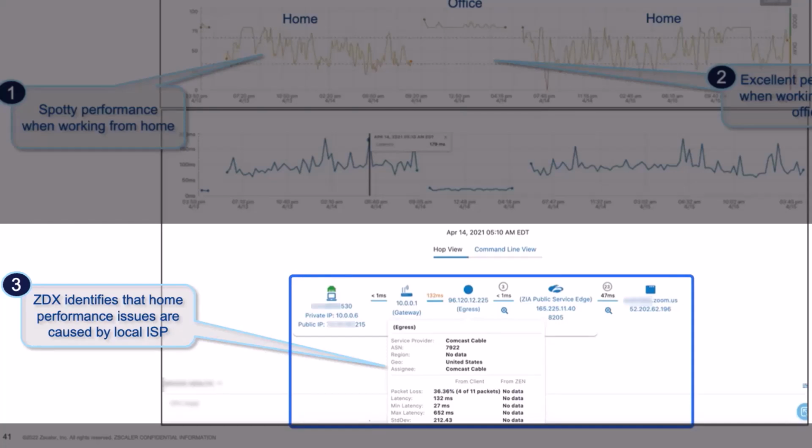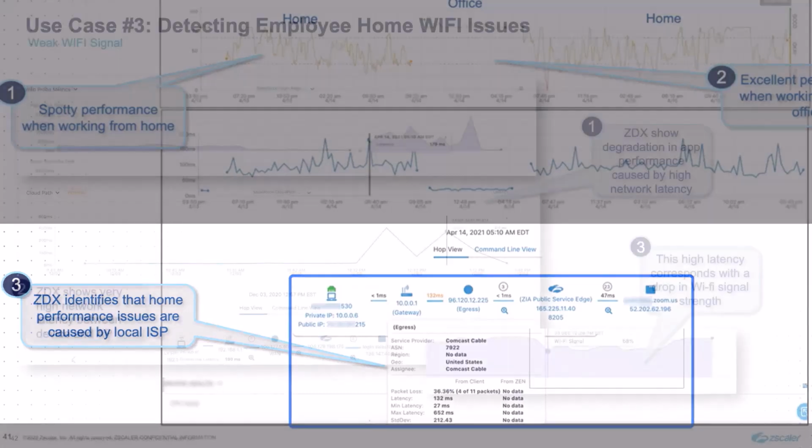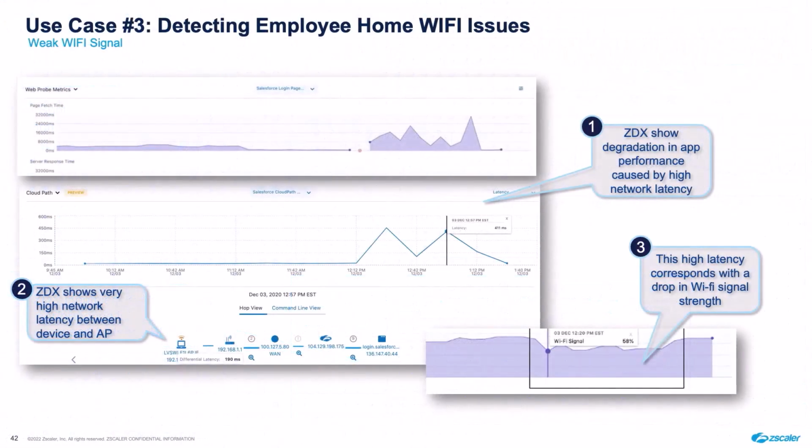The third use case is a very common use case these days with employees working from home. All of us are connected to some sort of Wi-Fi network, and any sort of degradation in the signal strength can negatively impact the user experience from that endpoint. In this case, we see that a user is having high page load times, which is also corresponding to a degraded Wi-Fi signal. So we can quickly look at ZDX, see what problem the user is facing, and provide remediation access to the user.